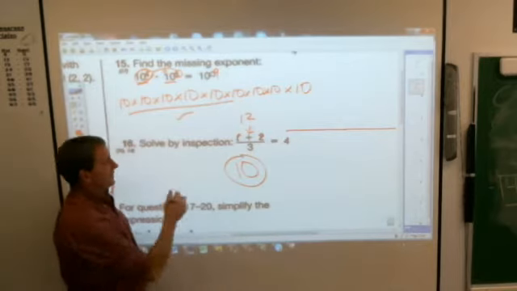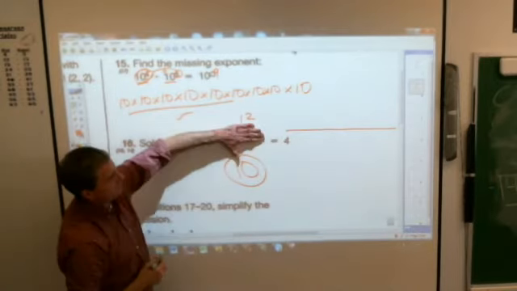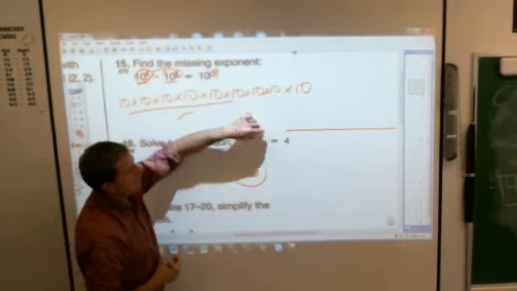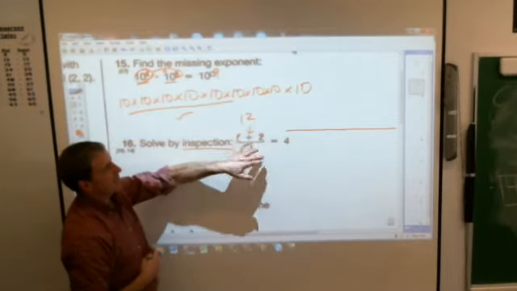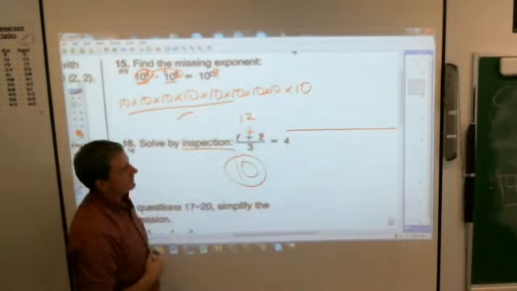I mean, that's what inspection is. You just look at it. I cover up this and I say, okay, what divided by 3 is 4? That's 12. Top has to be 12, so what number plus 2 gives me 12? And that's where 10 is.